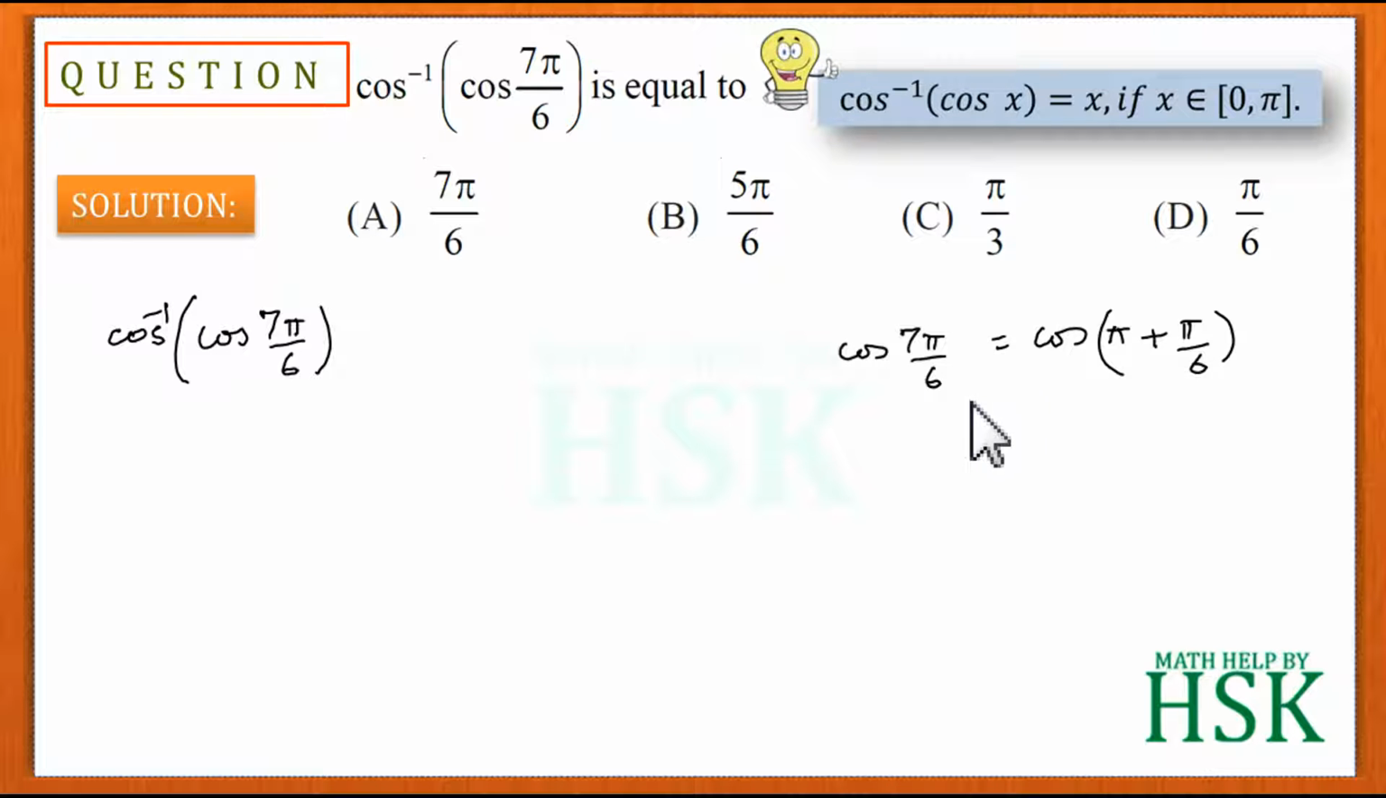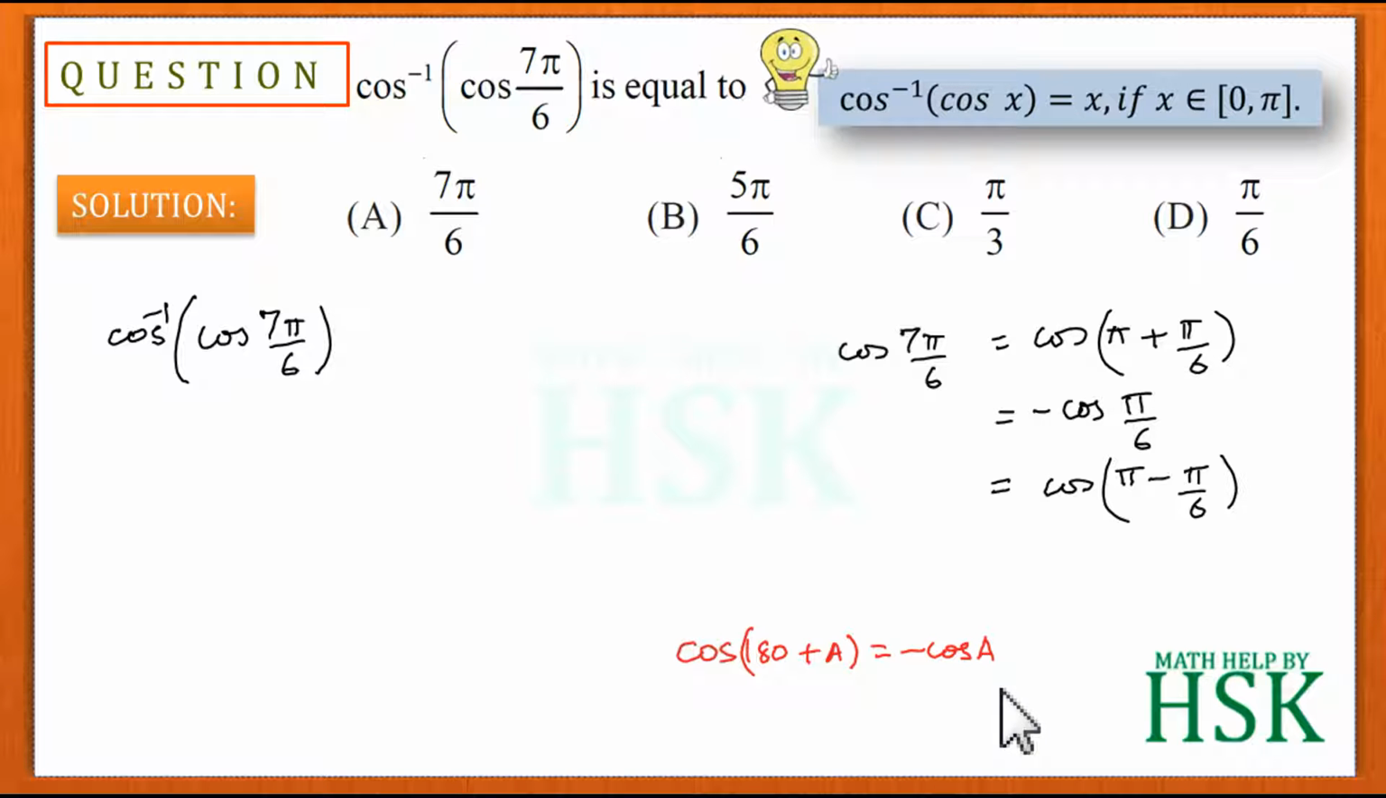Taking cos of 7 pi by 6, I can write it as equal to cos of pi plus pi by 6. Now this can be written using this formula cos of 180 plus a is equal to minus cos a, which is equal to minus cos of pi by 6. Further I can write this as cos of pi minus pi by 6 because cos of 180 minus a is equal to minus cos a. On solving pi minus pi by 6 I get this as equal to 5 pi by 6.